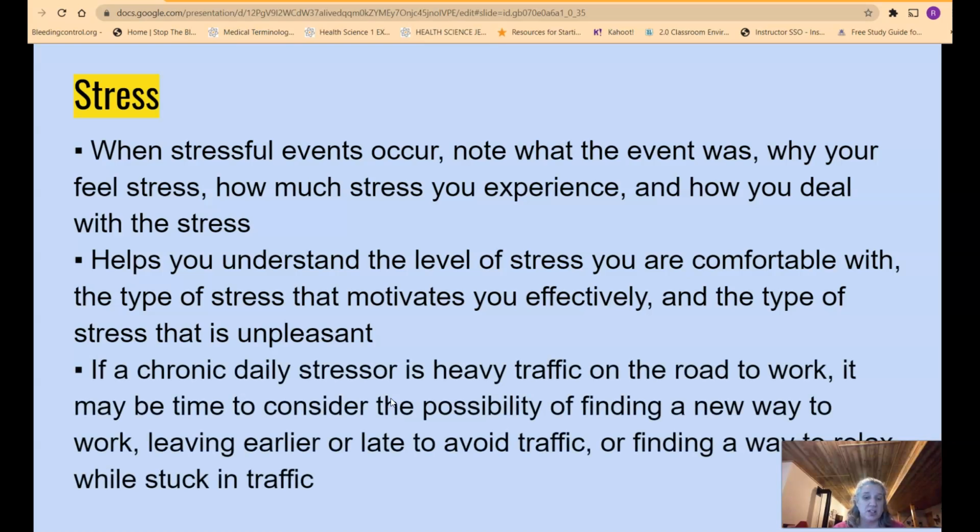If a chronic daily stressor is heavy traffic on the road to work, it may be time to consider finding a new way to work, leaving earlier or later to avoid traffic, or finding a way to relax while stuck in traffic.